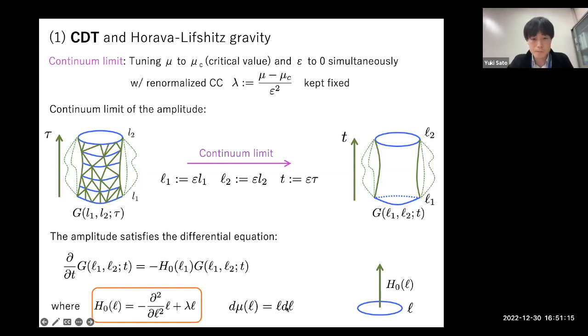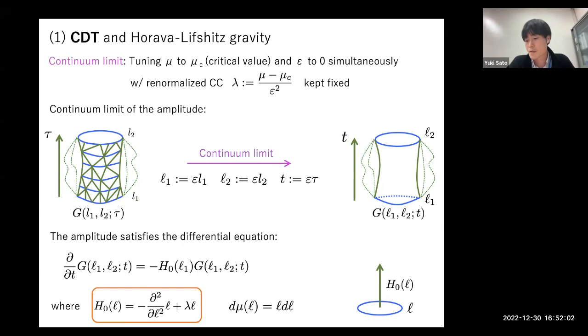Let me summarize so far. CDT is a way to discretize Lorentzian geometry with a foliation. To remove the cutoff, we have to take the continuum limit. As a result, the physics can be entirely described by the quantum mechanics of the one-dimensional universe whose length is L that propagates in time based on this Hamiltonian H naught. And from now, I wish to quantize a certain version of the Horava-Lifshitz quantum gravity, and exactly we get the same Hamiltonian.